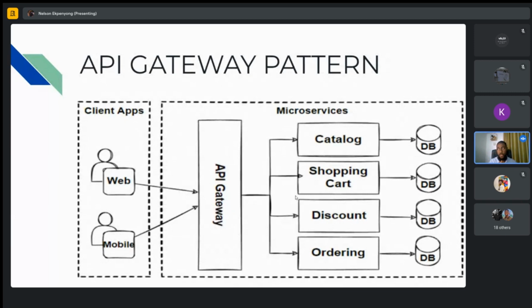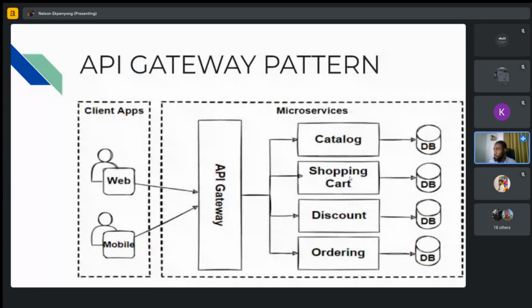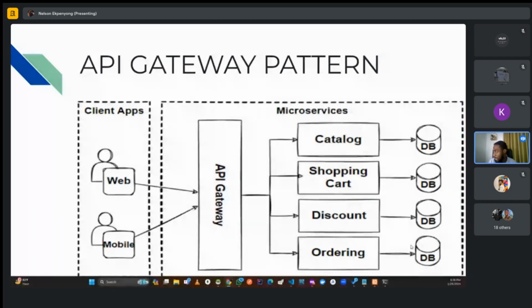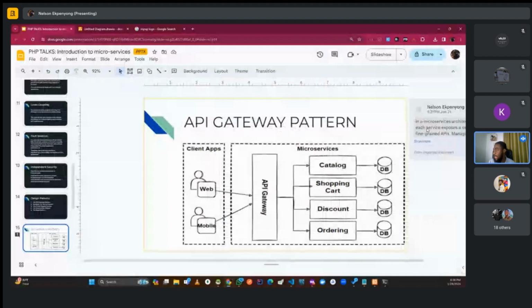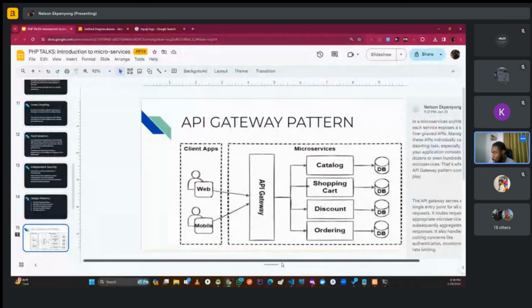Each service has its own database. The catalog has its own database. The shopping cart has its own database. The discount has its own database. The ordering service has its own database. All of this sits behind an API gateway. Now, what is the role of an API gateway? Let's quickly discuss that. What does an API gateway do?